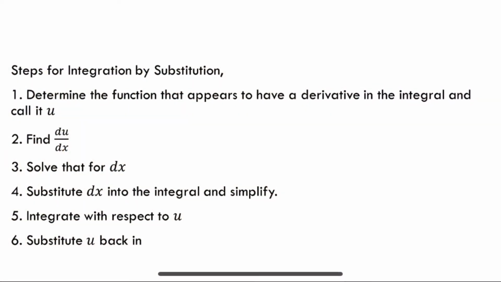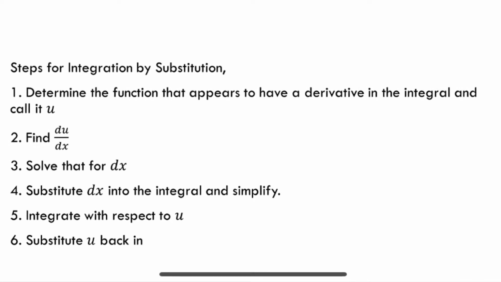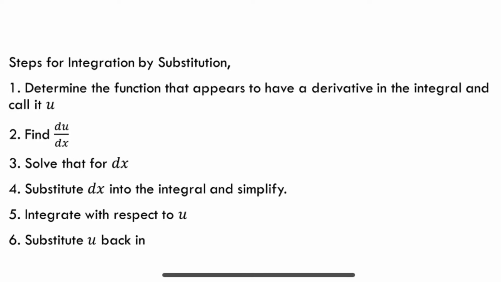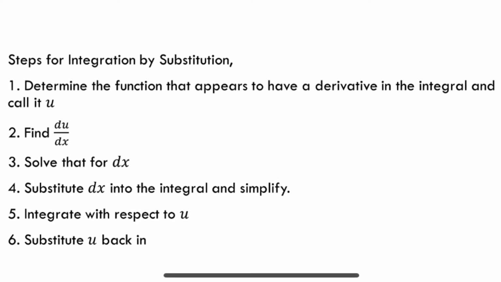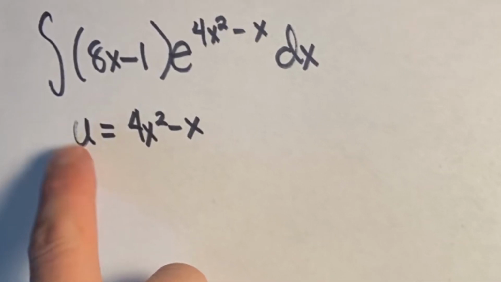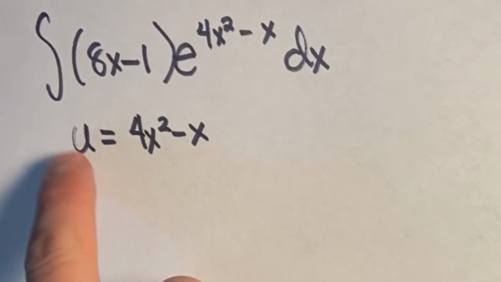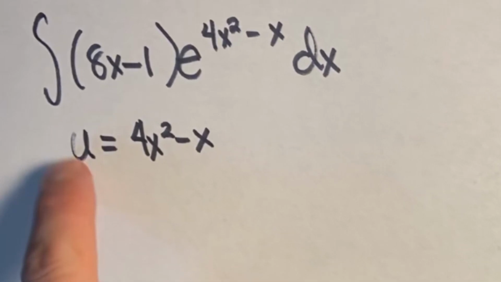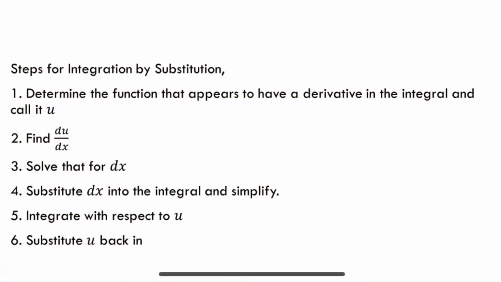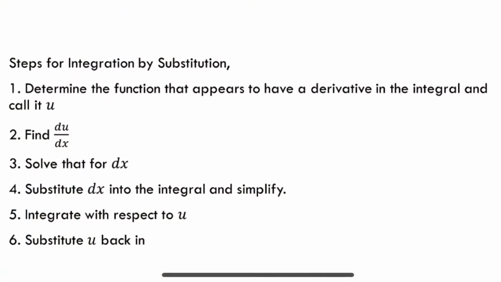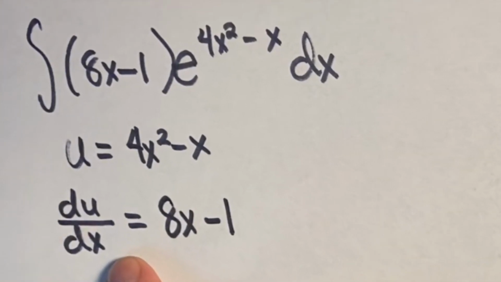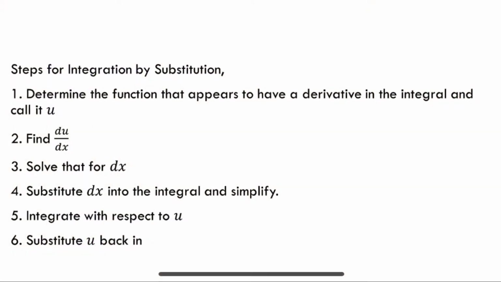It's a pretty lengthy process, and even though there are a lot of steps, the problems don't take nearly as long as this would make it seem. Step number 1 is you determine the function that appears to have a derivative in the integral and call that u. If it looks like something could be the derivative of something else, that something else is u, and you say u equals that. Then you take the derivative and call it du dx. So you'll say du dx equals the derivative. You take that and solve it for dx.